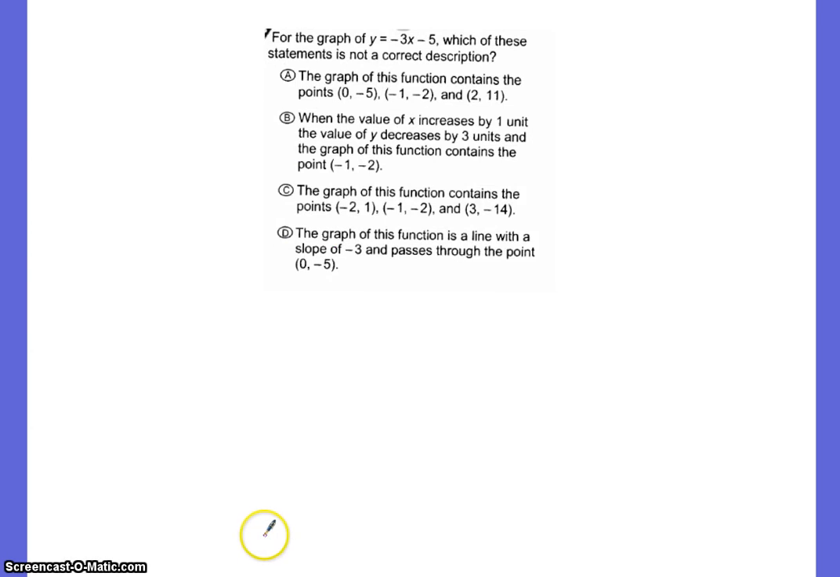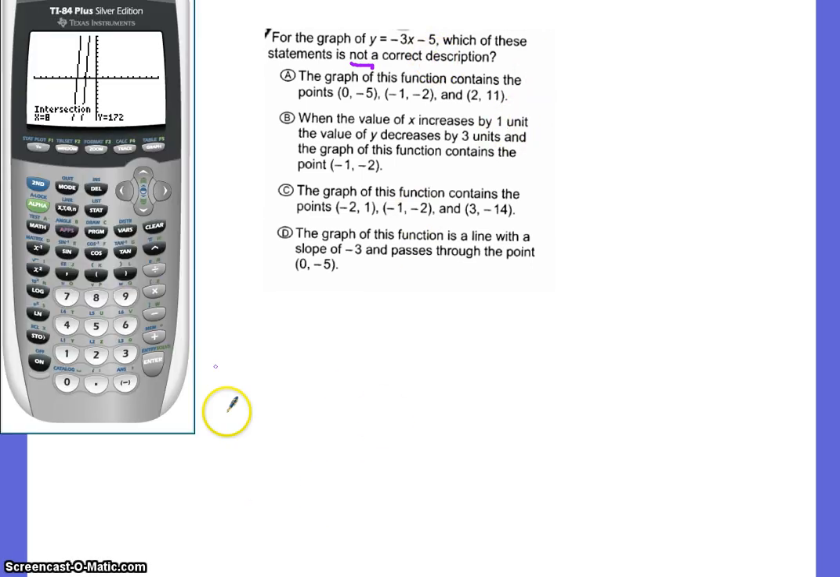For the graph y equals negative 3x minus 5, which of the statements is not a correct description? Make sure you read that word not. It contains these points. Well, if you want to know what points it has, you're going to go to y equals, clear everything out, and put your equation in. Negative 3x minus 5. You can go look at your table.